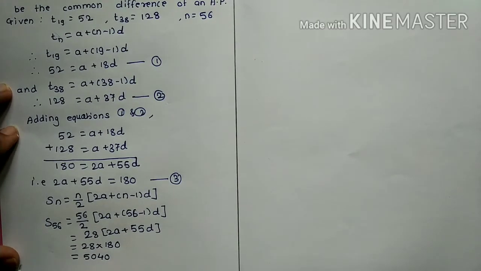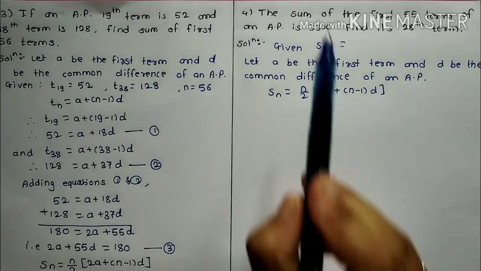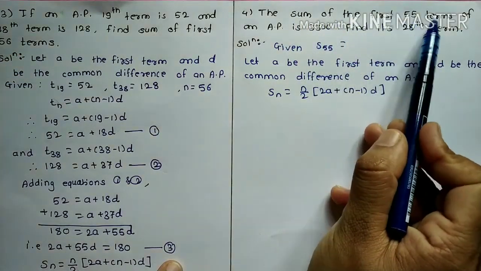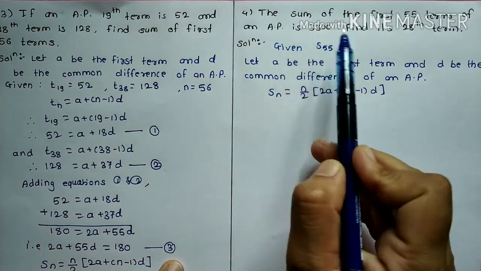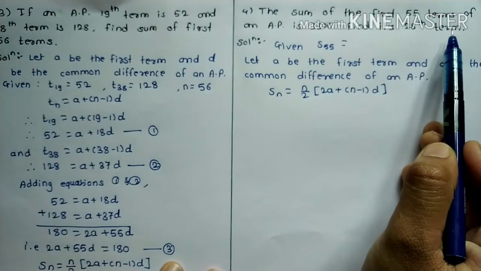That means the sum of the first 56 terms is 5040. Okay, next example. The sum of the first 55 terms of an AP is 3300. Find its 28th term.